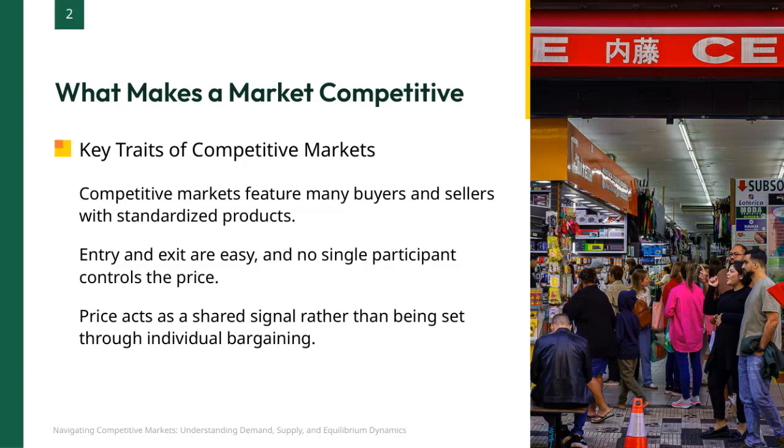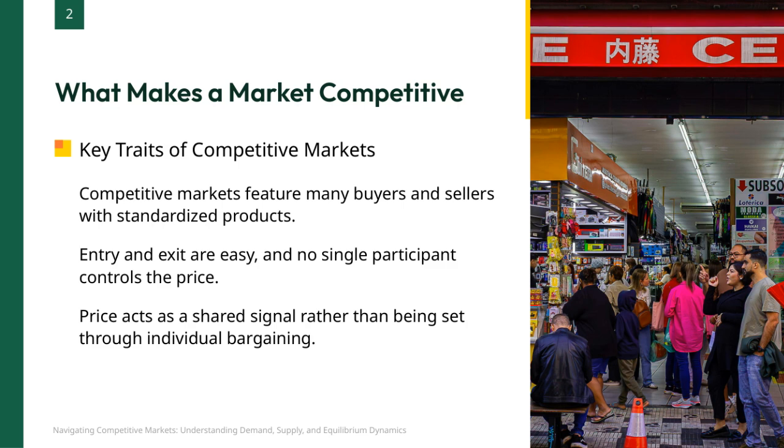Let's get started. When we talk about what makes a market competitive, there are a few key traits to keep in mind. First, competitive markets have many buyers and sellers, each offering standardized or very similar products. This means no one company dominates the market or controls prices on their own. Another important point is that entering or exiting the market is easy for participants, which keeps the environment dynamic and open.